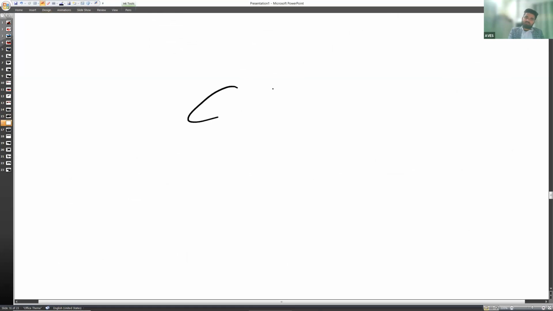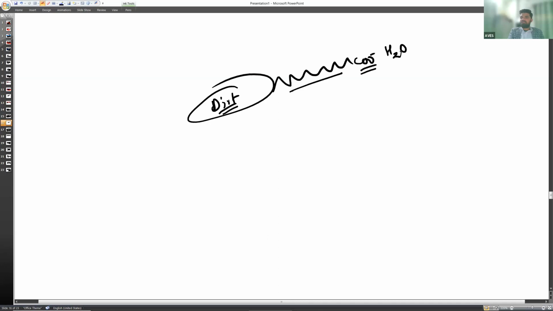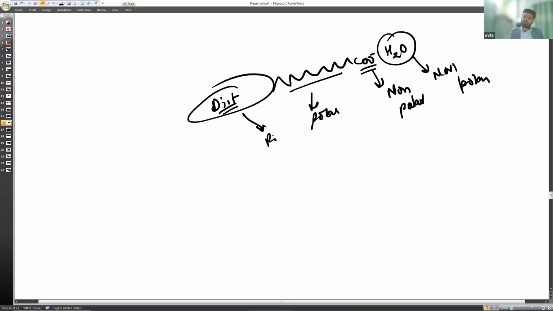Let's suppose this is dirt, and this dirt is attached with the hydrocarbon chain, and this is the COO minus ion, the carboxylate ion. This ion gets attached with the water. Why is it attached with the water? Because the hydrocarbon part is non-polar, and dirt is also non-polar. The ionic end is polar, and water is also polar.